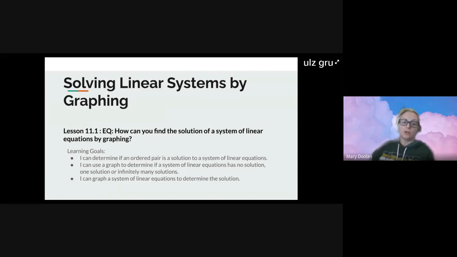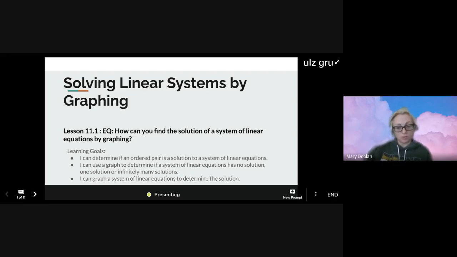We have some learning goals for today. There's 3 of them. I can determine if an ordered pair is a solution to a system of linear equations. I can use a graph to determine if a system of linear equations has no solution, one solution, or infinitely many solutions. Anytime you try to solve a system of linear equations, one of those 3 things will happen. You're either going to have no solution, one solution, or infinitely many solutions. And the last I can statement, I can graph a system of linear equations to determine the solution.